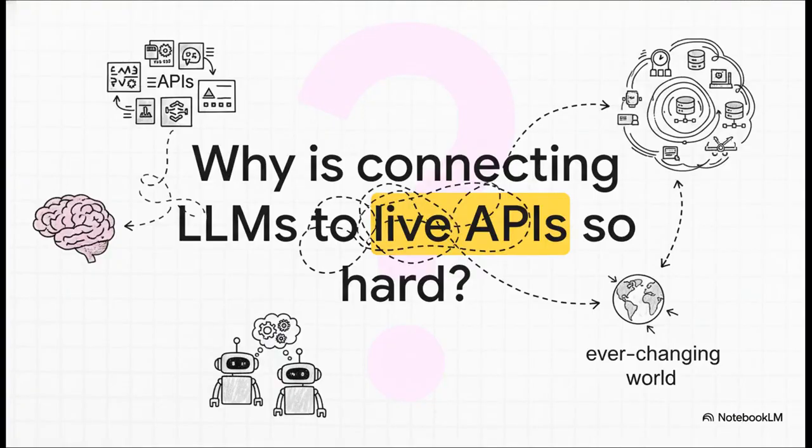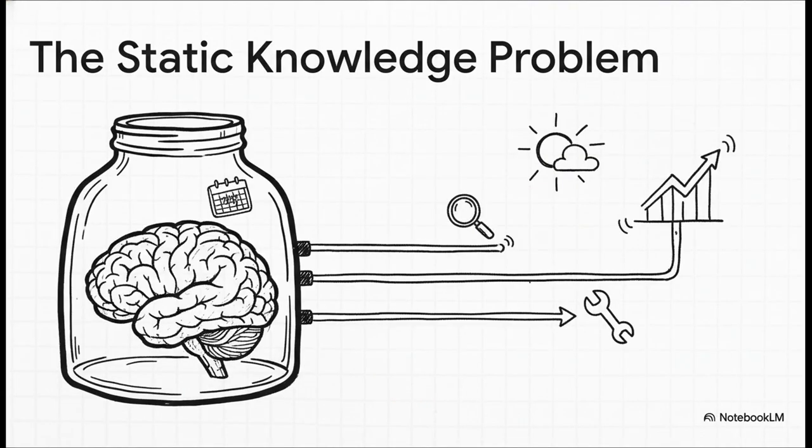Which brings us to the question that every developer trying to build something cool with AI eventually asks themselves: why is this so hard? Why is it such a pain to connect these large language models to the live, real-time data and APIs? They need to be truly dynamic and autonomous. Well, the root of the problem is this.